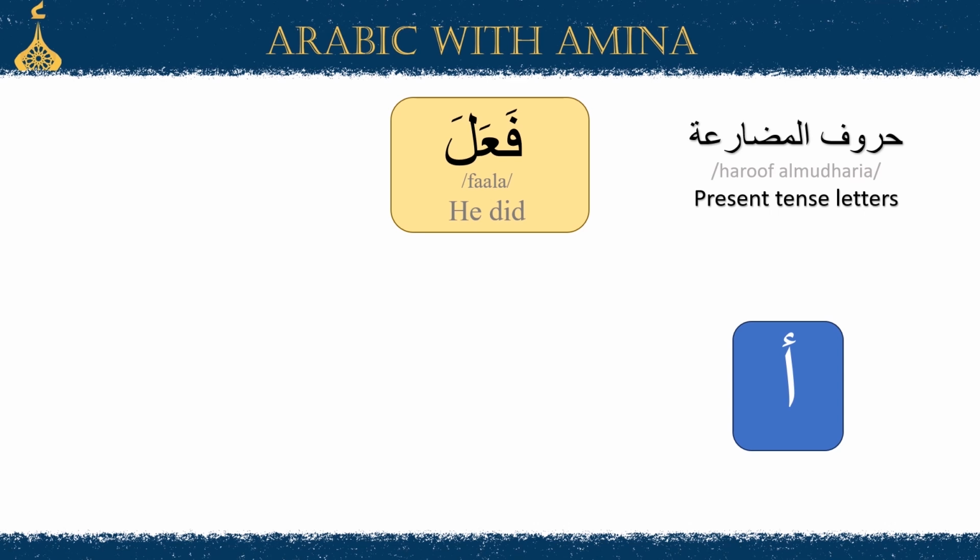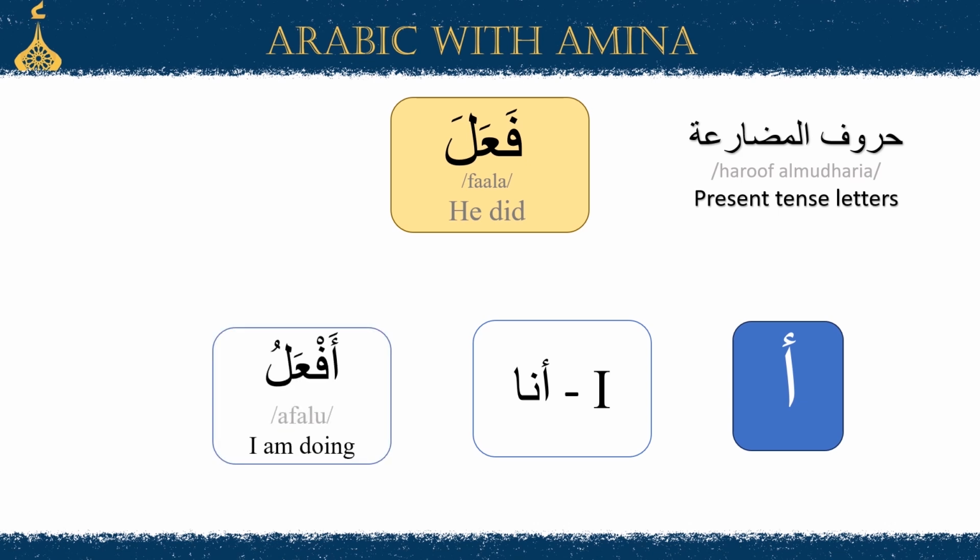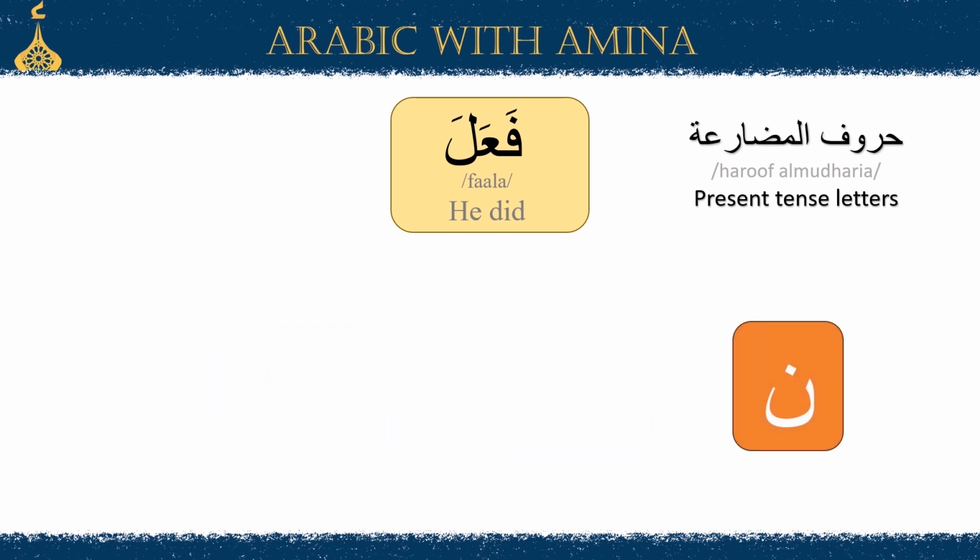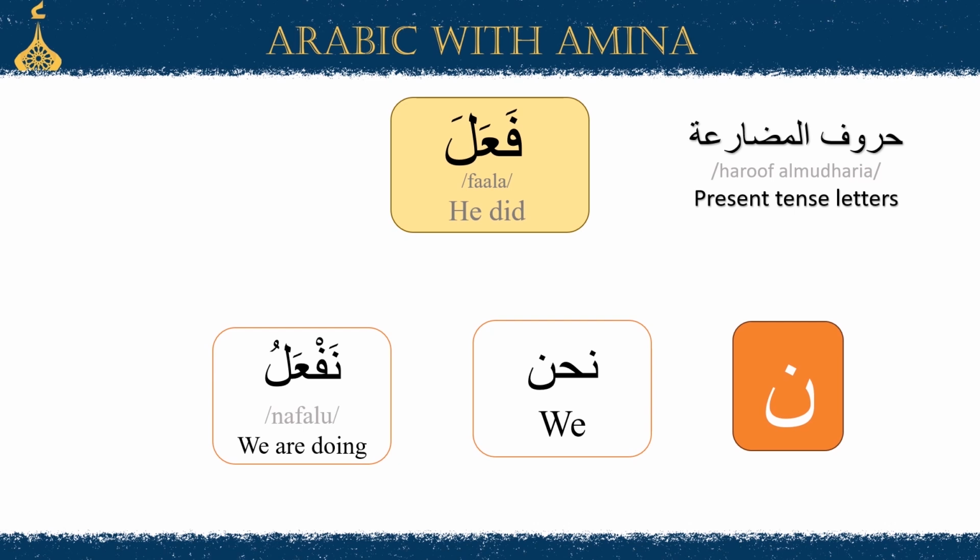Alif refers to the pronoun I or ana. And in order to add this to the verb, we simply add it to the beginning of our verb and it becomes af'al. I am doing. Notice how the vowels change when we are changing from the past tense to the present tense. The letter noon refers to the pronoun we or nahnu. We add it to the beginning of our verb and it becomes naf'al. We are doing.